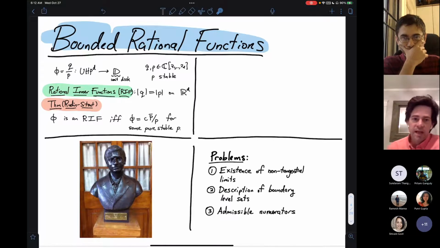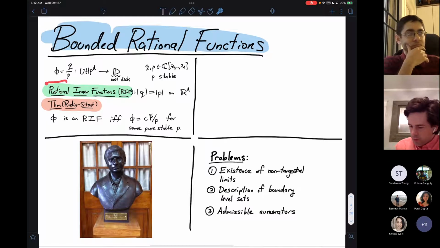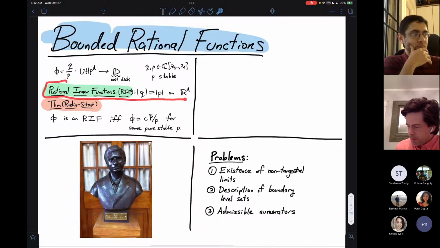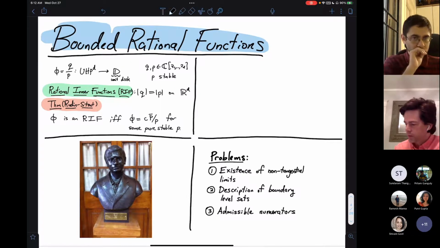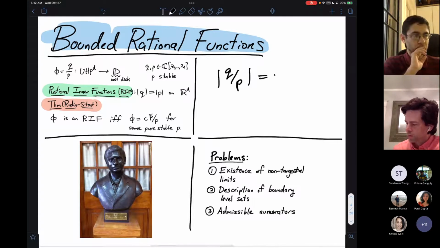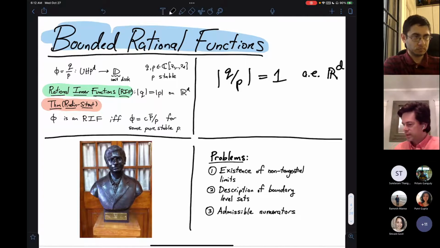And then a very special class of bounded rational functions are the so-called rational inner functions. And they satisfy this condition that on the distinguished boundary, the modulus of Q equals the modulus of P. And so that's just to make it so that Q over P has modulus 1 almost everywhere on the distinguished boundary. That's the usual definition of inner from classical function theory.